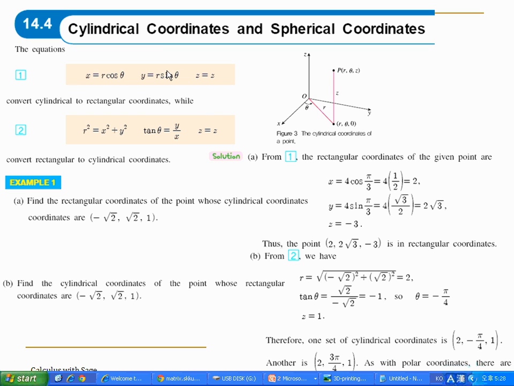Now we continue section 14.4, cylindrical coordinates and spherical coordinates. In the equation here, the example earlier asks us to change it. This is an erratum.